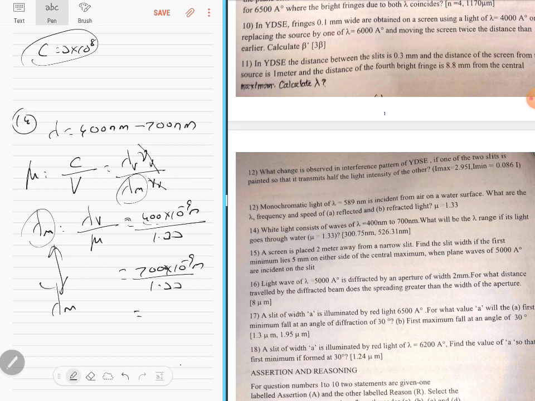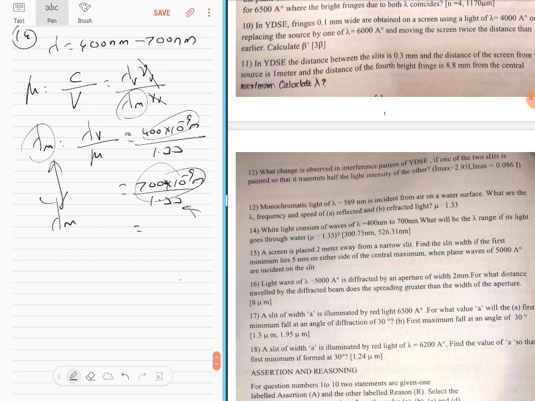Thus, using both wavelengths with the same refractive index, you can find the range of the wavelength when the light passes into the water. Similarly, they can also ask about glass. In that case, the refractive index of glass is 1.5. So that's about that question.